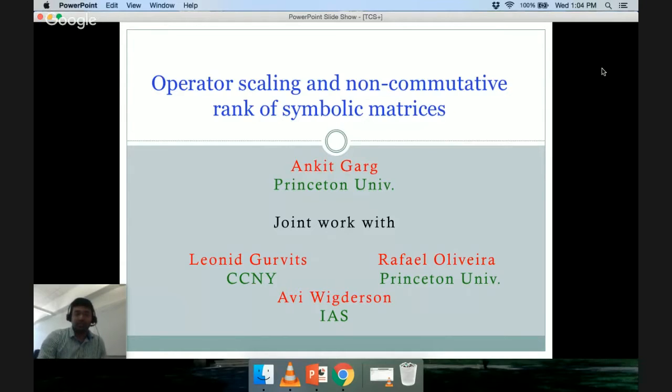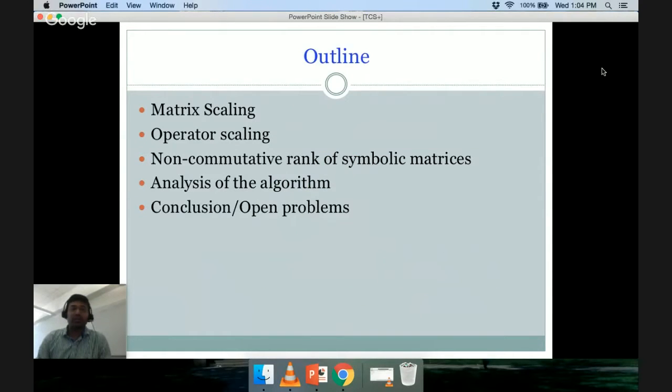Okay, let's start. So here's a rough outline of the talk. I'll first go over the classical matrix scaling, which many of you might know about. Then I'll define its generalization called operator scaling, which was first studied by Gurvits. Then I'll move on to a polynomial time algorithm we give for operator scaling, which has applications to computing non-commutative rank of symbolic matrices. I'll define what these terms mean.